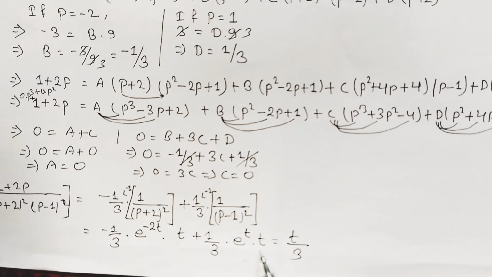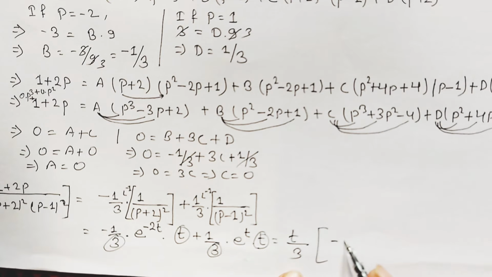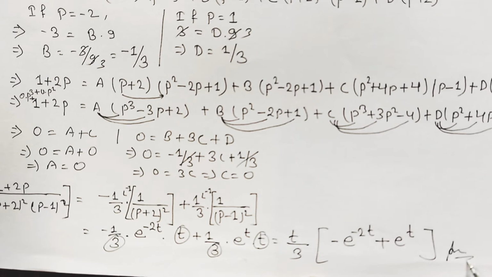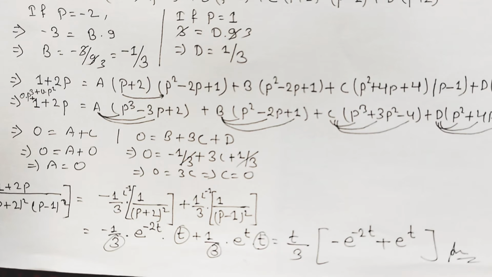I'm going to take this t upon 3 common, so from here we will have minus e to the power minus 2t and plus e to the power t, or you can rearrange it in one more step, that is e to the power t minus e to the power minus 2t times t by 3 in the next step, that is up to you. So this is one example. Let's talk about one more example on this concept.